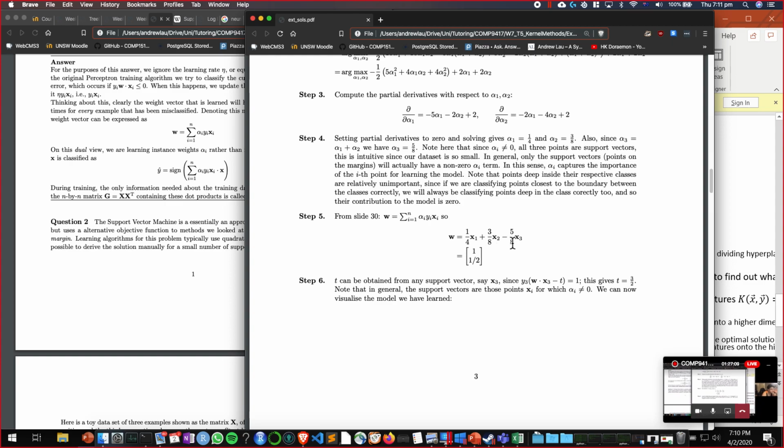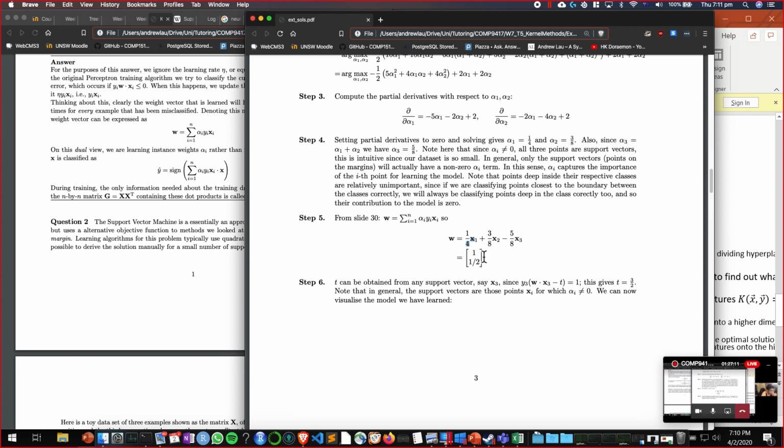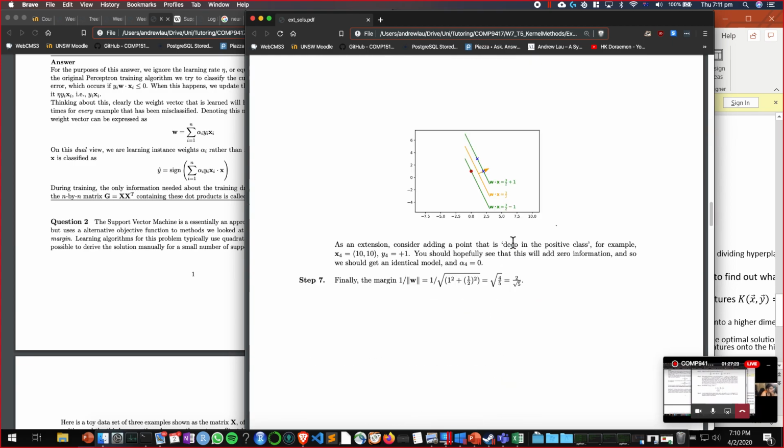Oh, sorry, let me say that again. It's made of a quarter of the first observation, 3/8 of the second observation, and -5/8 of the last observation. So they're all support vectors. Now obviously this is a toy example, but I'm just going to jump down here.